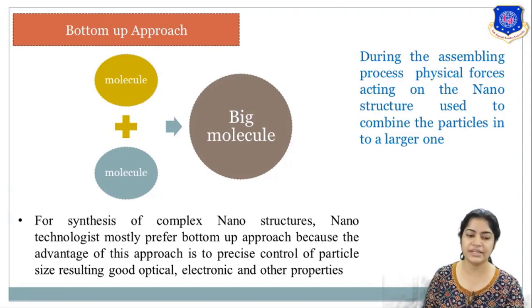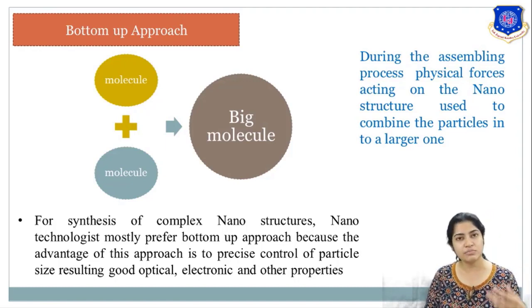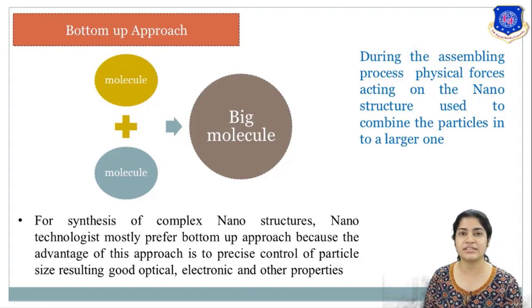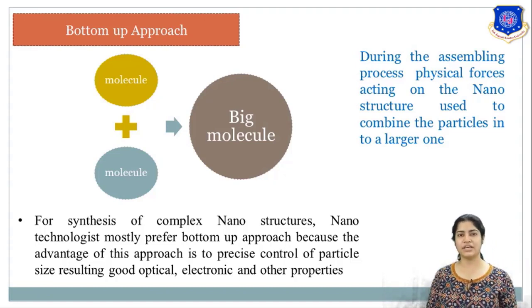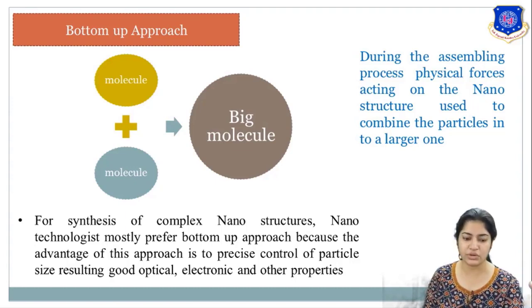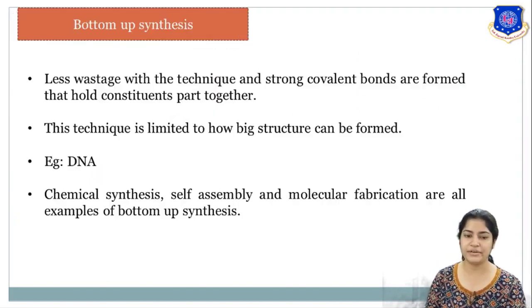So you can see here, for synthesis of complex nanostructures, nanotechnologists generally prefer the bottom-up approach. Why is it the more preferable approach? Because you have precise control of particle size. You can easily control the size of particles. When you think that your desired size has been formed, you can stop the process. As particle size is almost accurate, you get good optical, electronic and other properties.